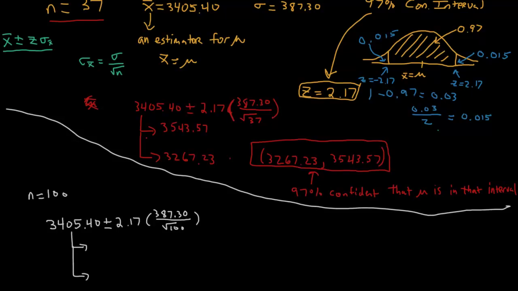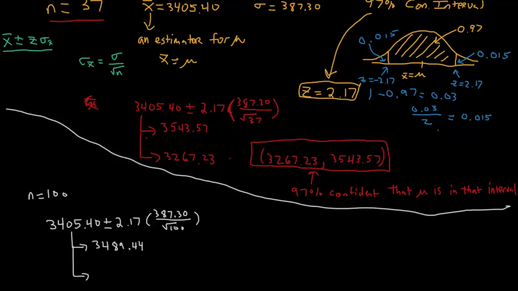So we have 3,405.4 plus 2.17 times 387.3 divided by the square root of 100, which is 10. Okay, so I got 3,489.44. That's the upper endpoint of my confidence interval.